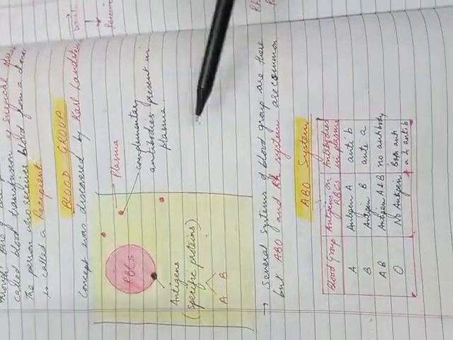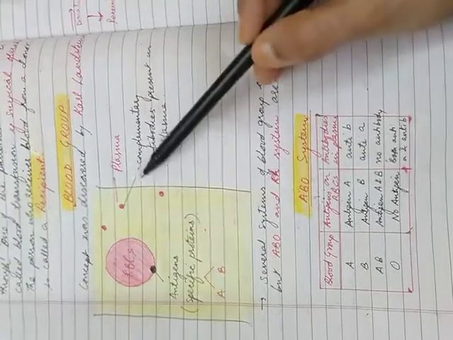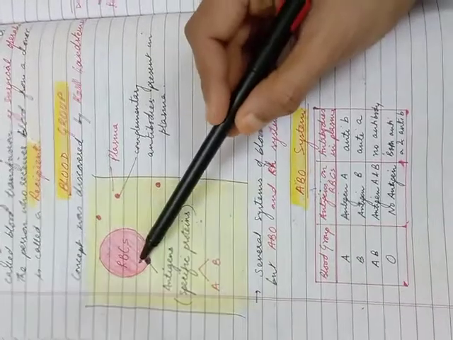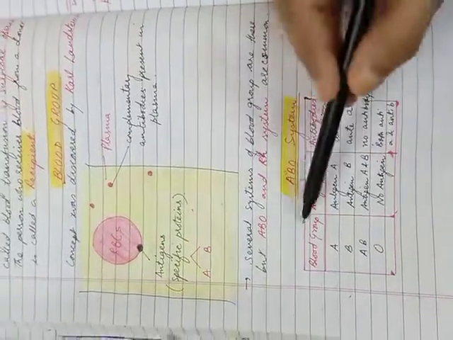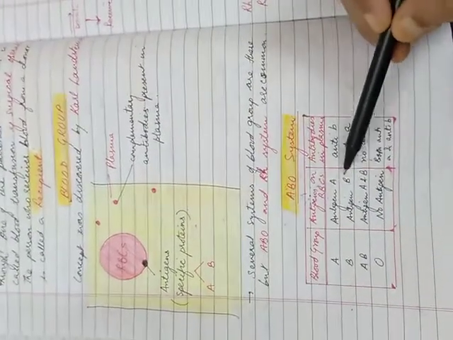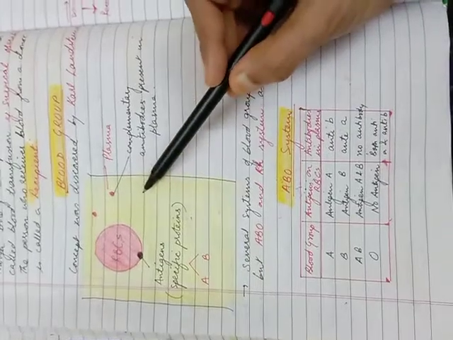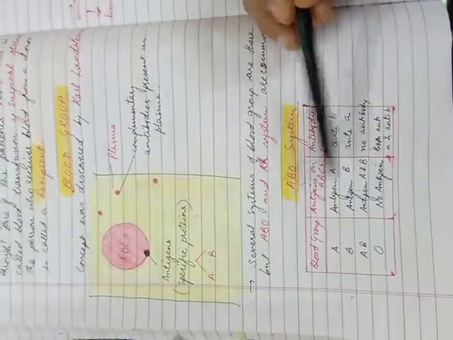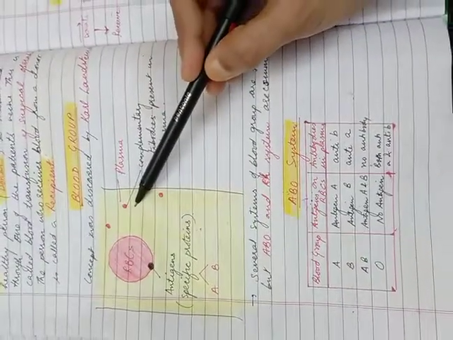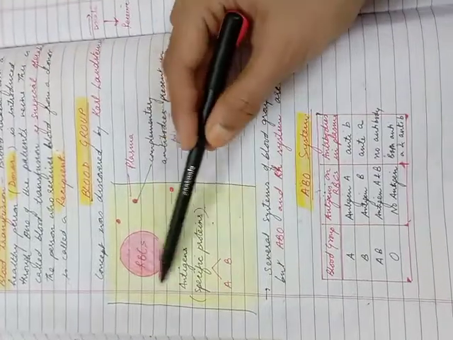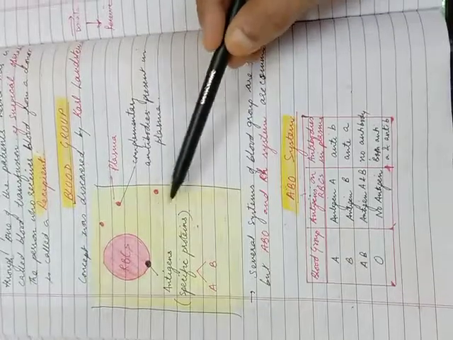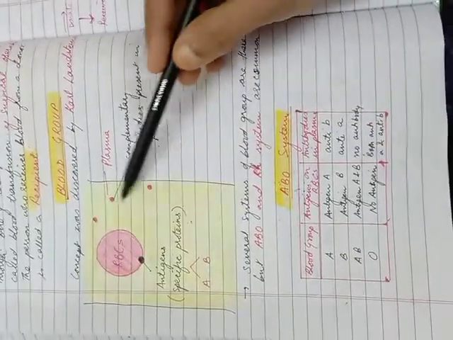Now, as I said, the complementary antibodies in the plasma will be just the opposite of the antigen. Suppose the antigen is A. What should be the opposite of A? B. So the antibody would be B. If the antigen is B, then the antibody would be A. In the case when both the antigens are present, A and B, then no antibody would be present. And finally, when there are no antigens, that is blood group O, both the antibodies A and B would be present in the plasma outside.